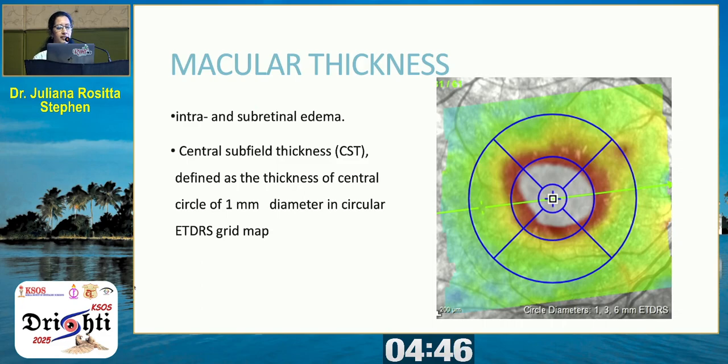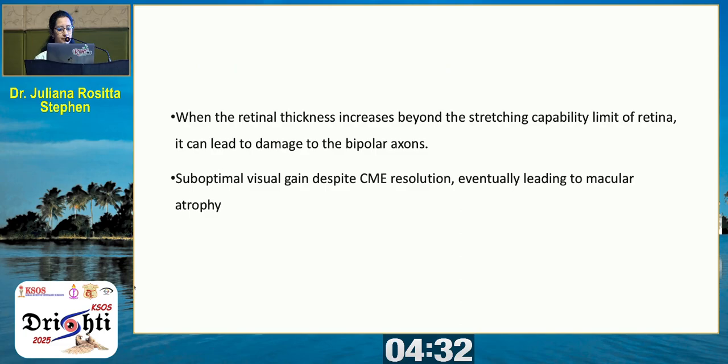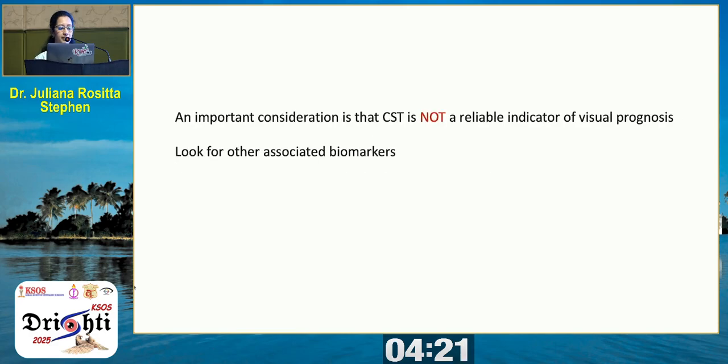The next biomarker is the macular thickness. Increased macular thickness is due to intra and subretinal edema. Central subfield thickness is defined as the thickness of the central circle of 1 mm diameter in the circular ETDRS grid map. When the retinal thickness increases beyond the stretching capability of the retina, it can lead to damage to bipolar axons, leading to suboptimal visual gain.